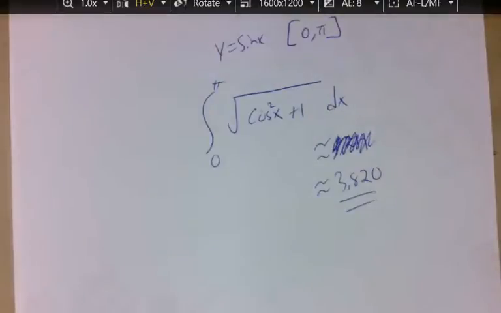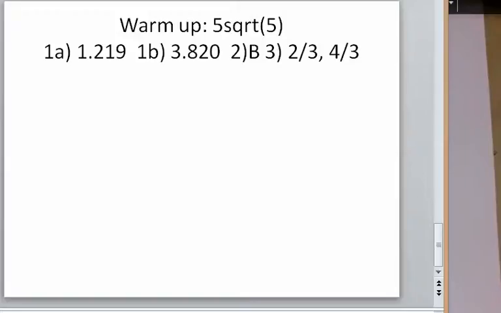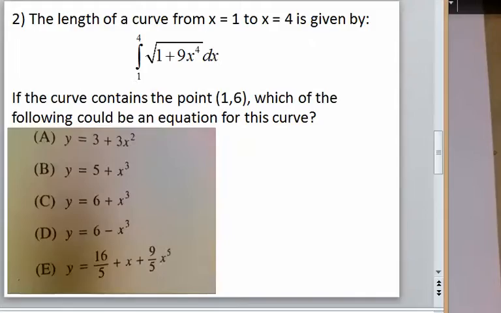Let's do an AP style one. Okay, I don't think I showed you that one yet. That's this one. And yeah, there we go. So hit pause, try that one out, see what you get, and then I'll do it with you.